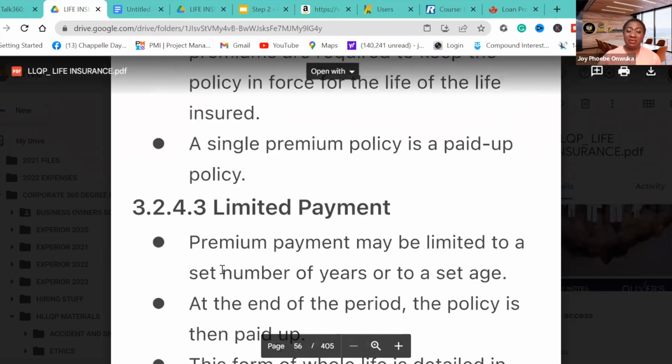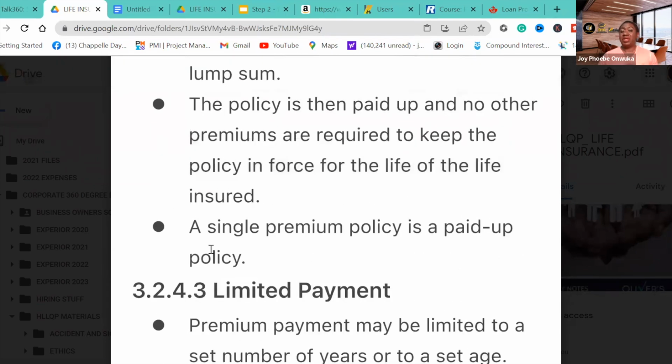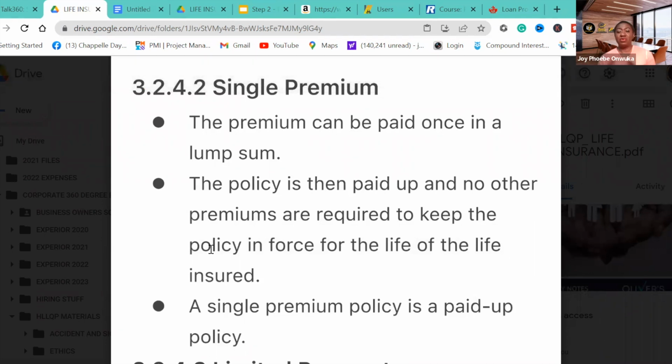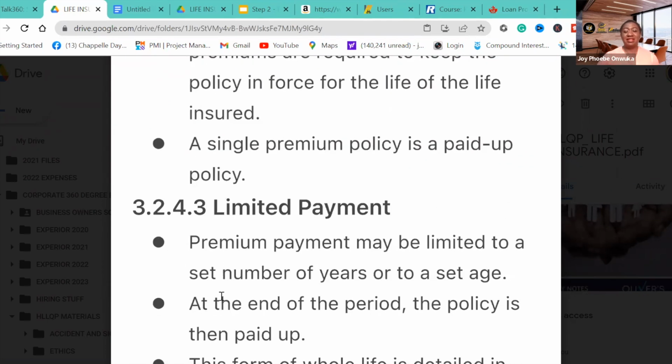Now, limited payment. Do we understand that? Ongoing premium is that the premium you keep paying every year, or depends on the mode of payment, okay? If it's annually, you continue to pay annually. If it's monthly, you continue to pay monthly. That is ongoing premium. Now, if it's a single premium, it's a one-time boom. You drop the money, the policy is fully paid up, and you don't need to pay again, and yet the person is covered for life.